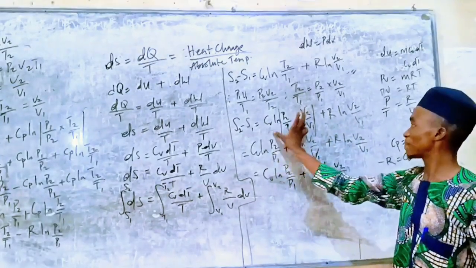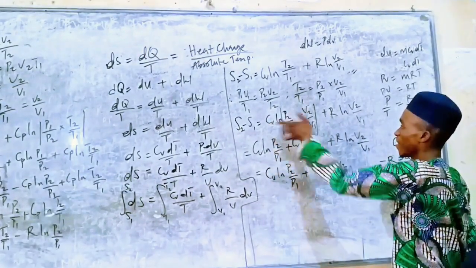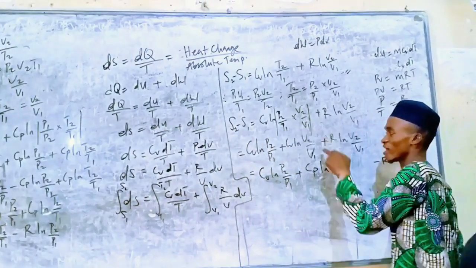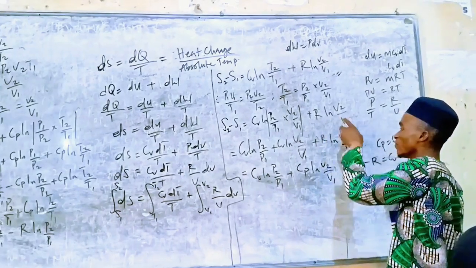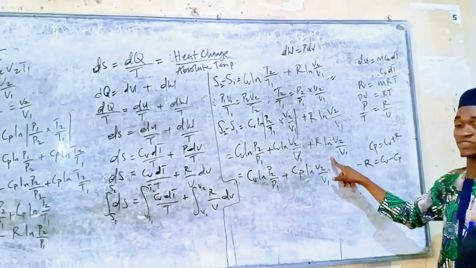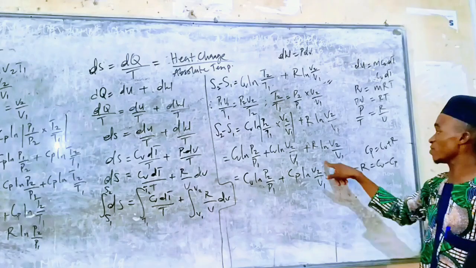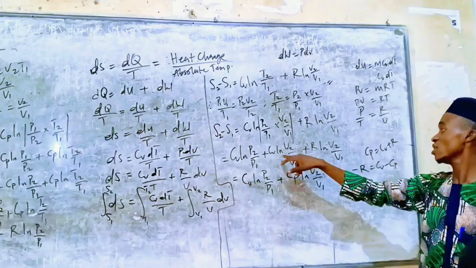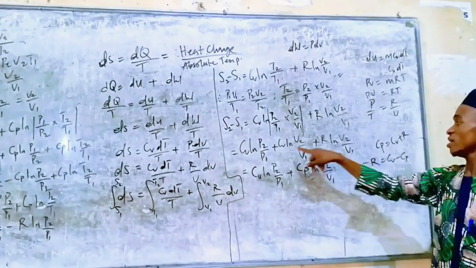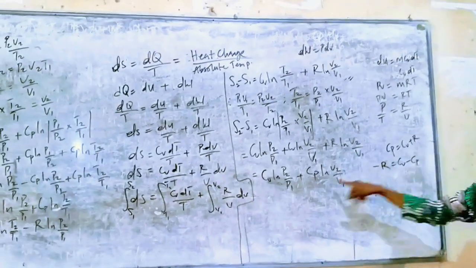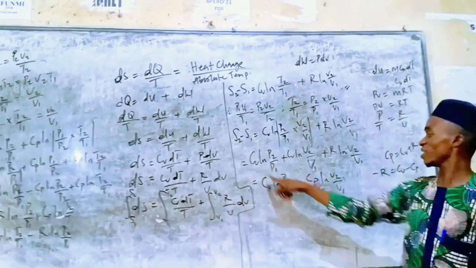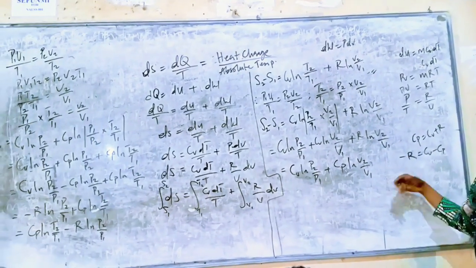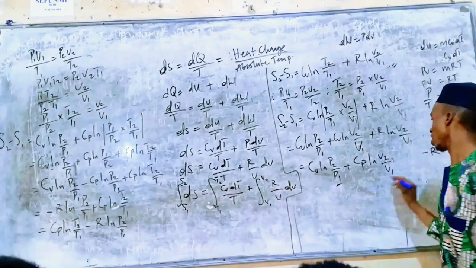Now, I can expand this bracket to give me this, and I can expand this one to give me this. CV ln P2 over P1 plus CV ln V2 over V1 plus R ln V2 over V1. Notice that this value and this value are the same, right? So if they are the same, we take the like terms, ln V2 over V1. Then CV plus R is equal to CP. So your final answer is CV ln P2 over P1 plus CP ln V2 over V1. Now we prove this one in terms of pressure and volume.